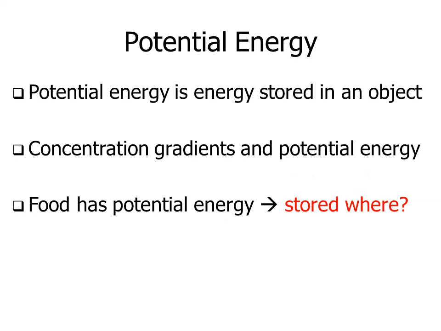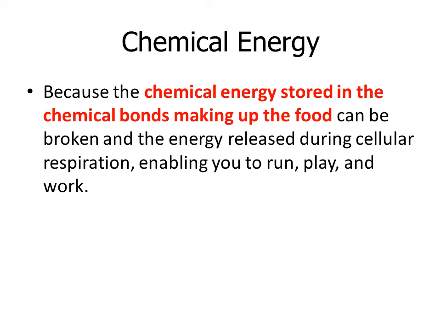Then there's potential energy, which is energy stored in an object. Concentration gradients are potential energy, and then food has potential energy stored where? Stored in those chemical bonds, because then they break and we have kinetic energy, but when they're still in a bond, that's potential energy. An apple has potential energy, as does any other type of food. Why? Because the chemical energy, again, is stored in the chemical bonds making up the food. It can be broken, and the energy released during cellular respiration, enabling you to run, play, and work.